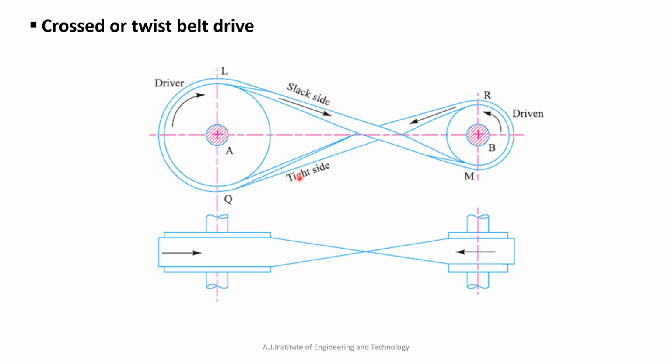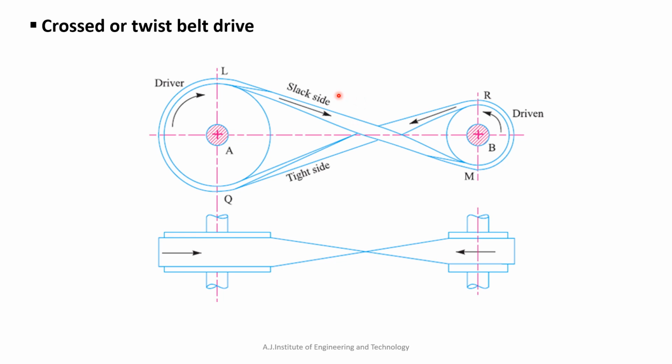Then the slack side. Here the tight side is where pulling action takes place. Because of the motor speed, this pulley rotates, so tight pulling action takes place here, and so it is named the tight side. After that, pushing action takes place as power is transferred from this pulley to this pulley, so it is called the loose side or slack side.